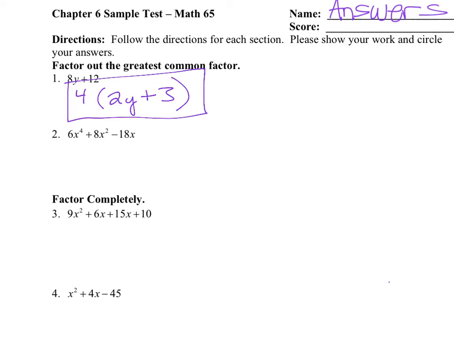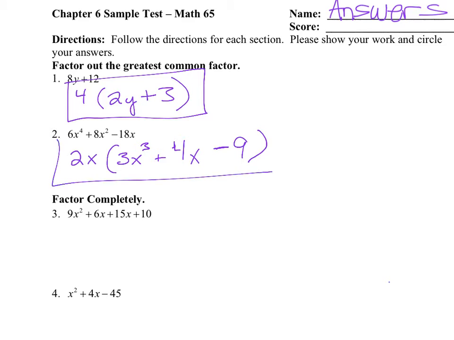All right, on this one, let's see. They all have a 2 and at least one x. So if I take a 2x out of the 6x to the 4th, I have 3x cubed. Out of the 8x squared, I have 4x. And out of the 18x, I have 9 and no x. So that would be my final answer.